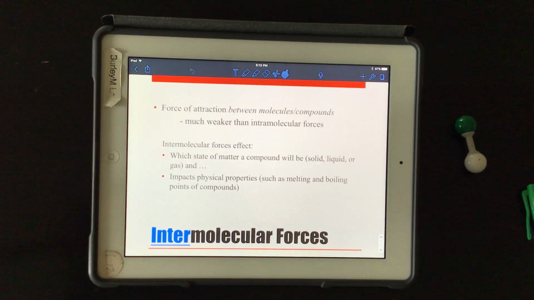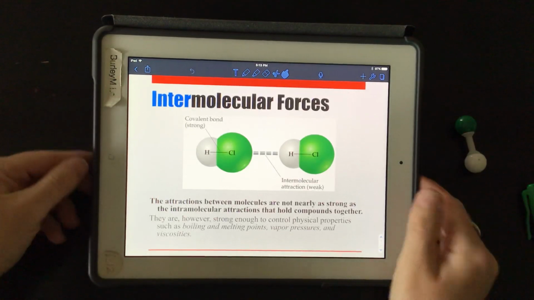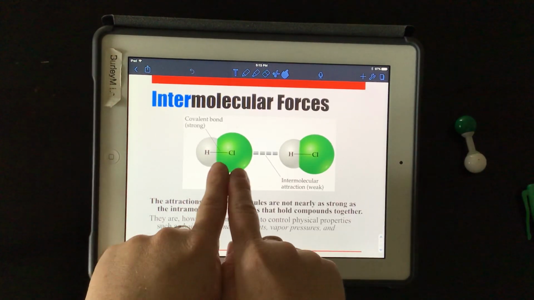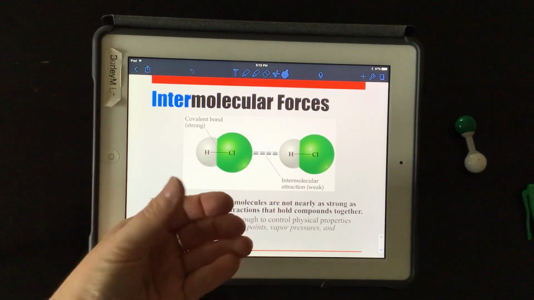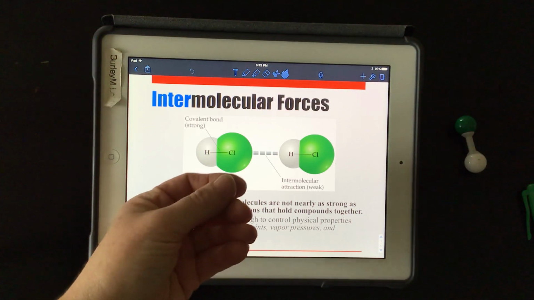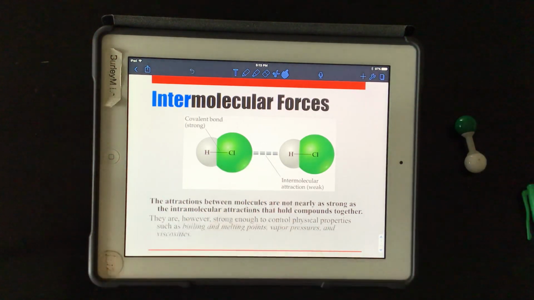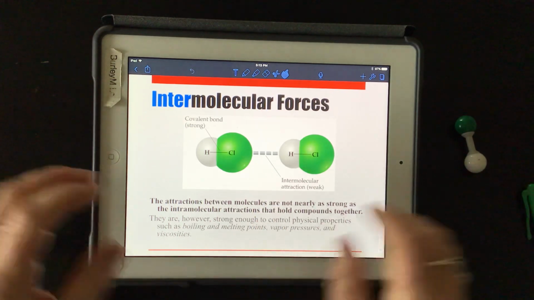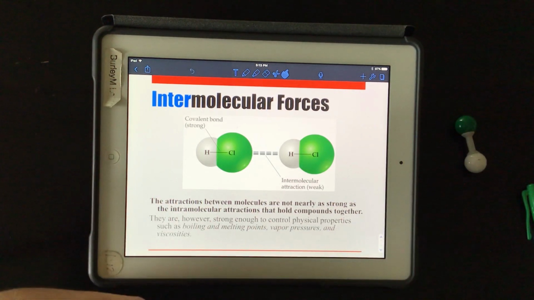So again, just as a recap, intramolecular forces are the actual chemical bonds within a molecule. Intermolecular forces are weaker forces of attraction, but they do still exist, and they're the forces of attraction between the molecules themselves.